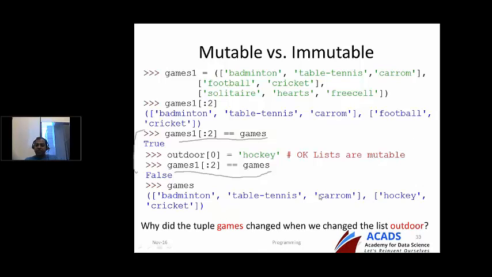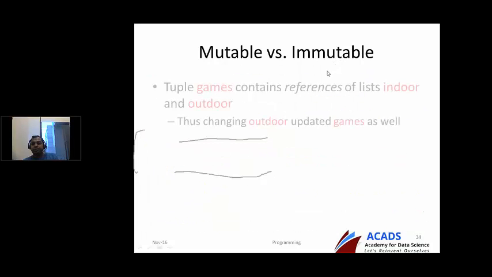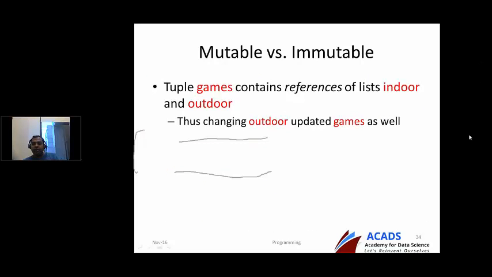So why did this tuple games change when we changed the list outdoor? So I would have expected just outdoor to change, but not games, because I keep on saying games is immutable, games is, or tuples are immutable. Okay. So this is the thing I wanted to bring your attention to. And let's look at this more carefully.